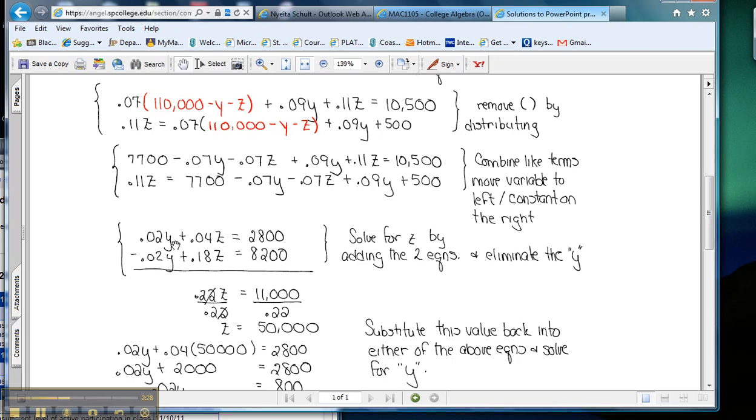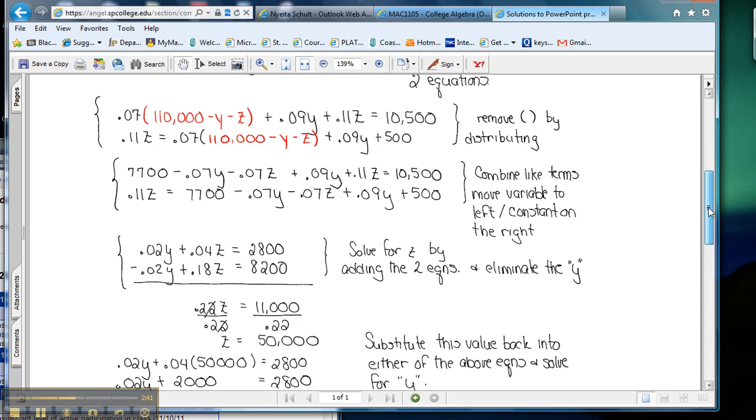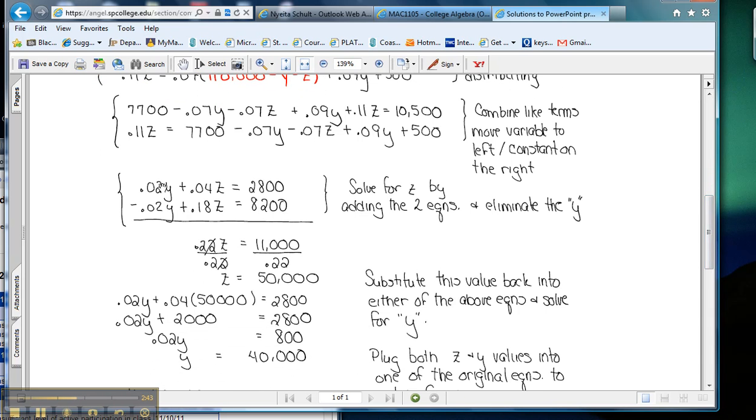Now I can go back to my method of solving a system of 2 equations with 2 variables. You can either do this by the elimination or the addition method, or you can use substitution. Now this one lends itself to the elimination of the y terms, because if I add the 2 equations up, the y's drop. And I'm left with just an equation in z. So I solve for z by dividing both sides by 0.22 and come up with z equals 50,000.